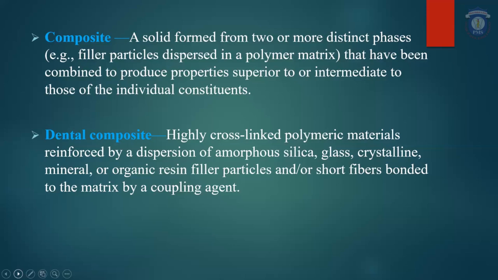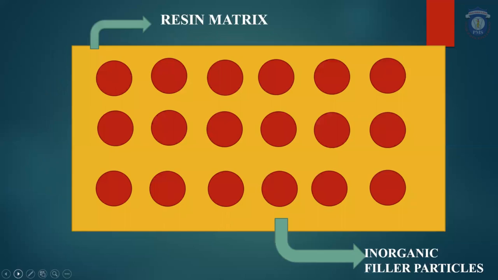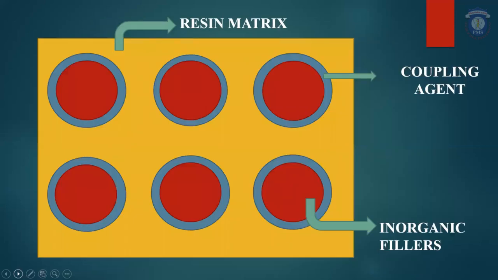So that is the definition of dental composites. Here you can see the resin matrix in which the filler particles are dispersed. And to be more precise, you can see that each filler particle is bonded to the resin matrix via an interface that is composed of a coupling agent.